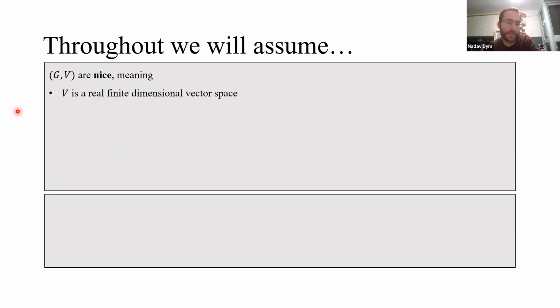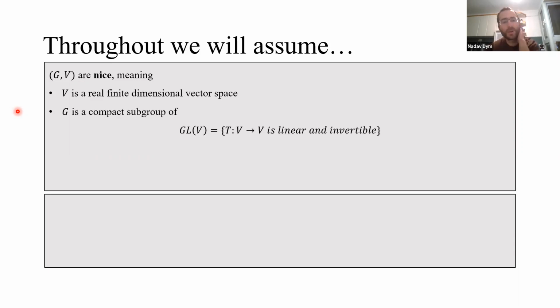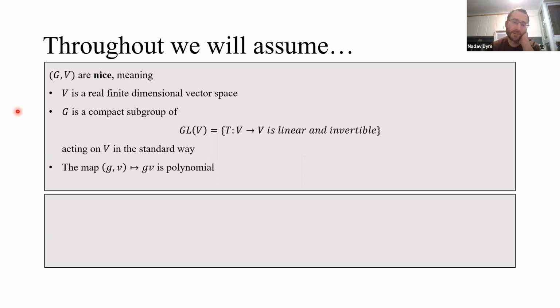We have a pair G and V. V is a real finite dimensional vector space, so R^n or some R^(n times m) or something like that. G will be a compact subgroup of GL(V). That basically just means a compact group of linear transformations defined on V. Also, we're going to assume that the map that takes (G, V) to GV is polynomial.